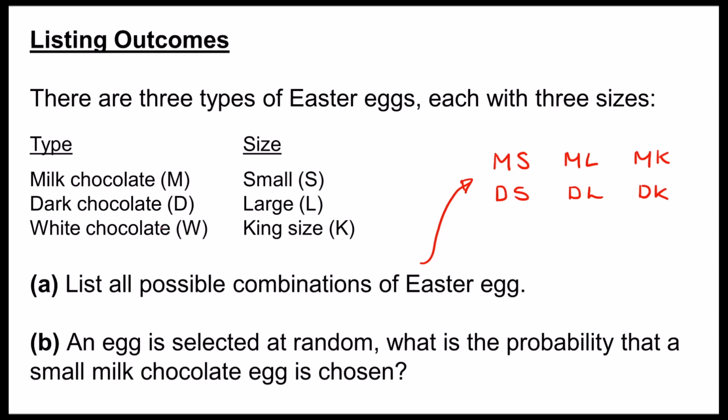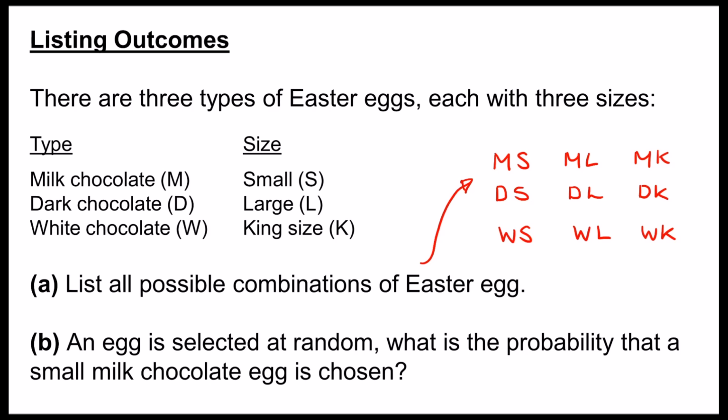And lastly, for white chocolate, we've got a white chocolate small, which would be WS, a white chocolate large, which would be WL, and a white chocolate king size, which would be WK. That is all of the possible outcomes, so there's 9 in total. We can use these results to help us answer several probability questions.